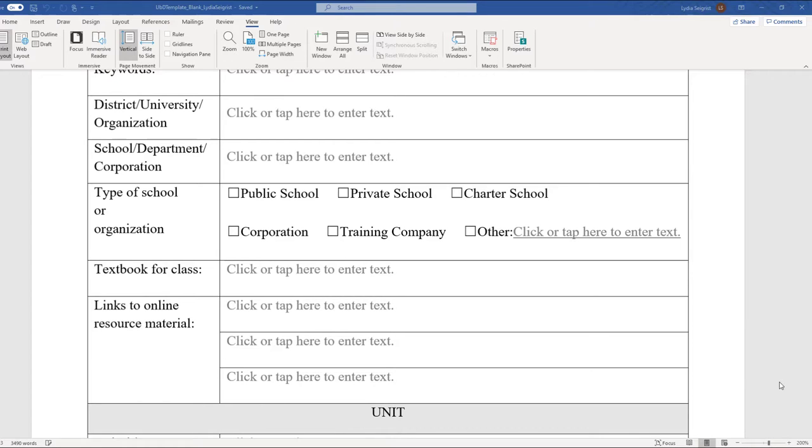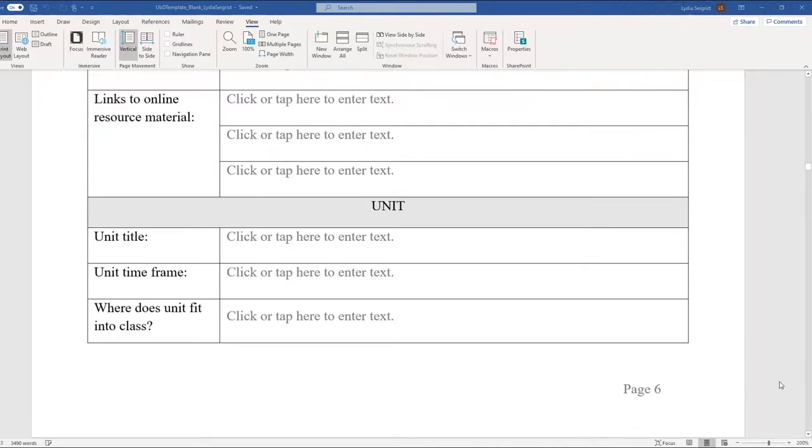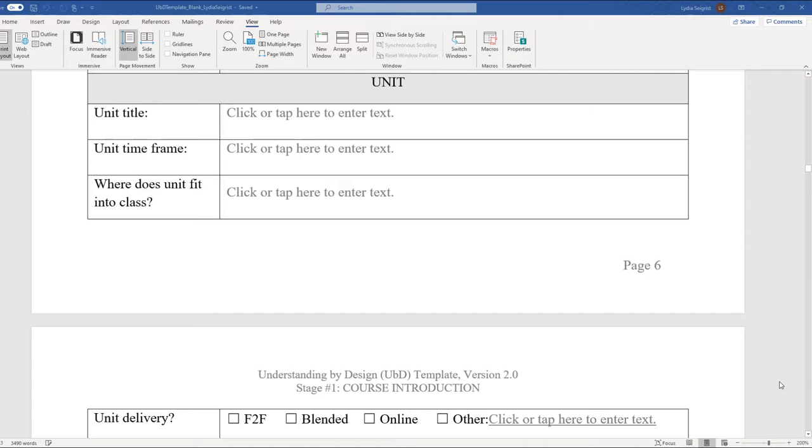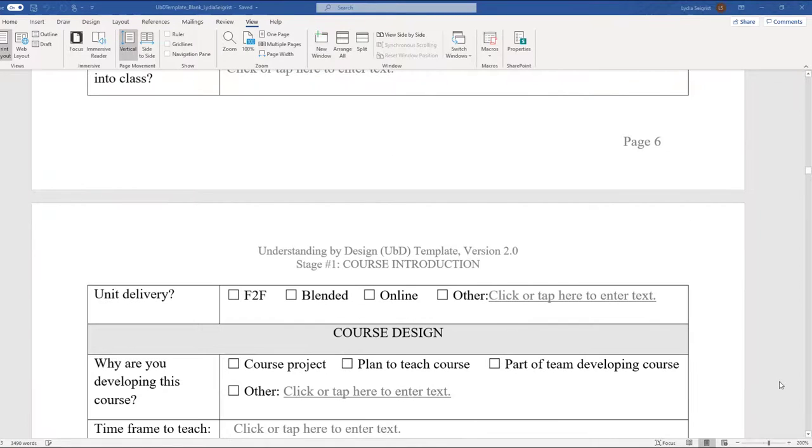Then you'll put in any information that's important as far as your resources or content. So, what's maybe the textbook name for the class? What type of links for any online material are you going to use? Next, you'll discuss the individual unit itself. So, what's the title? How long of a time frame is this unit going to take? How are you going to deliver the unit to the individuals that you're designing the course for? Is it going to be online? Is it going to be face to face? Is it going to be a blended course? Or is there another idea that you have for it?